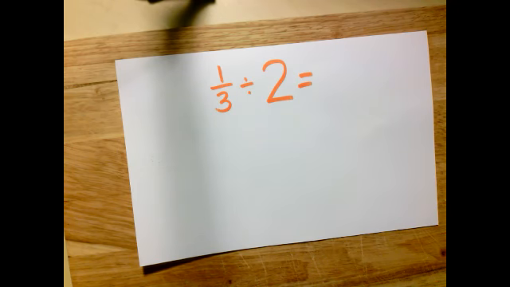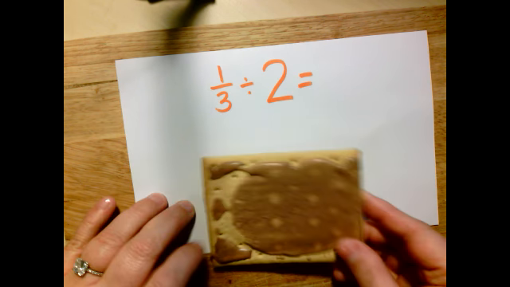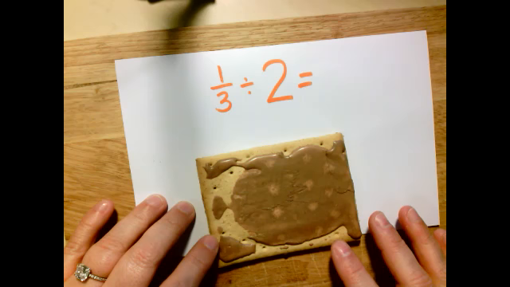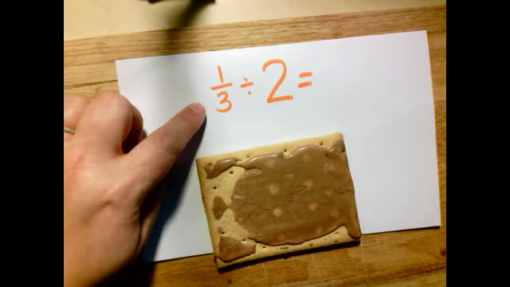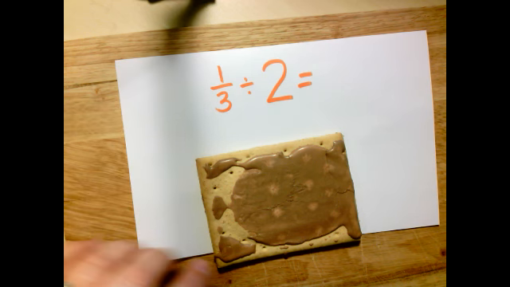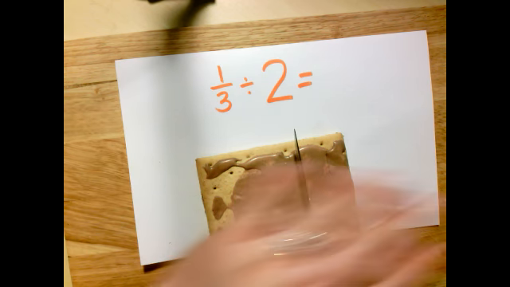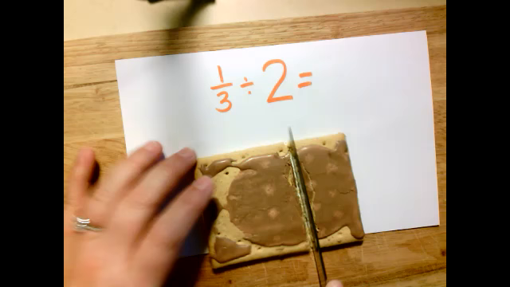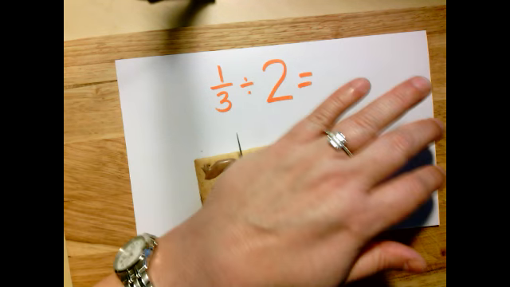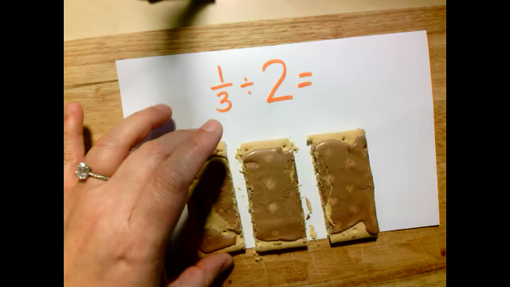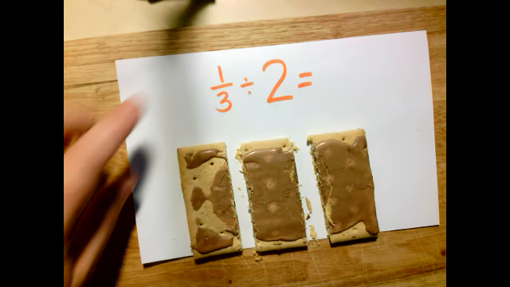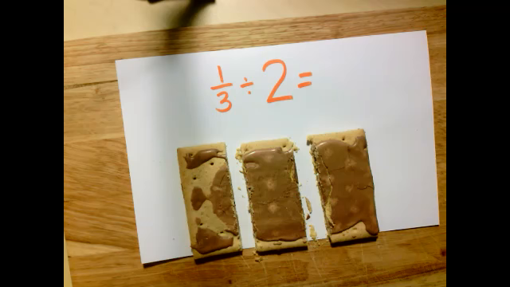Okay, now we're going to look at dividing a fraction by a whole number. So let's take another Pop-Tart here and take a look at this. I am going to need sections of 1/3. So let's cut this guy up into thirds. So remember that 3 means that I have 3 pieces. This denominator tells me how many pieces I have.